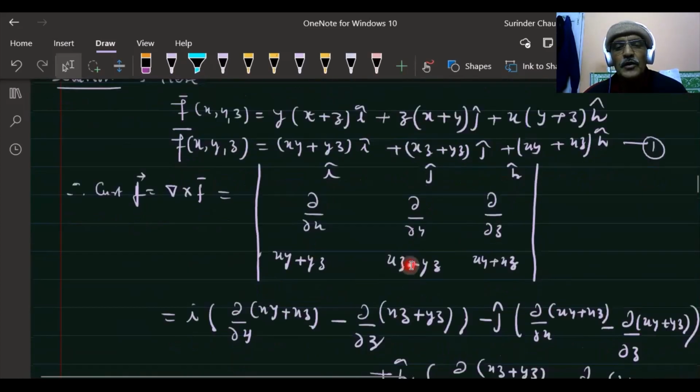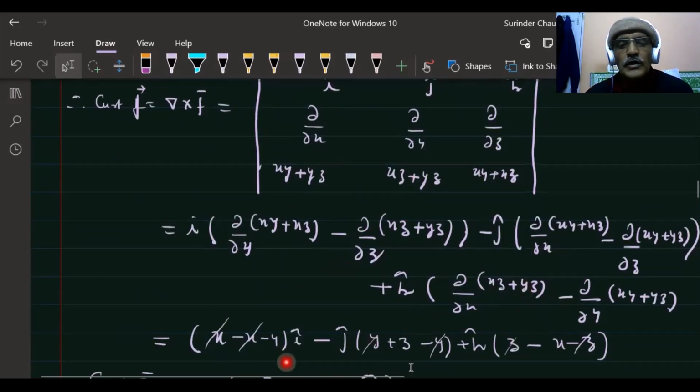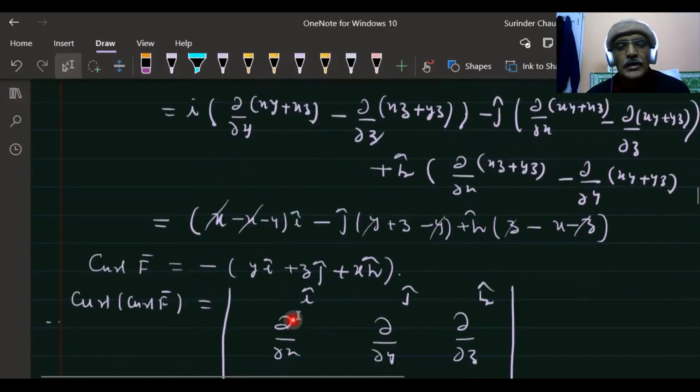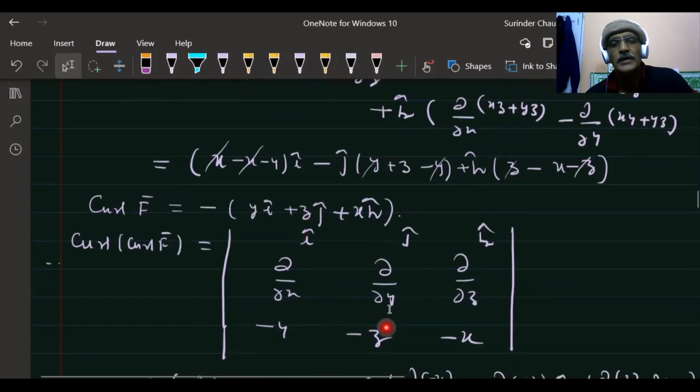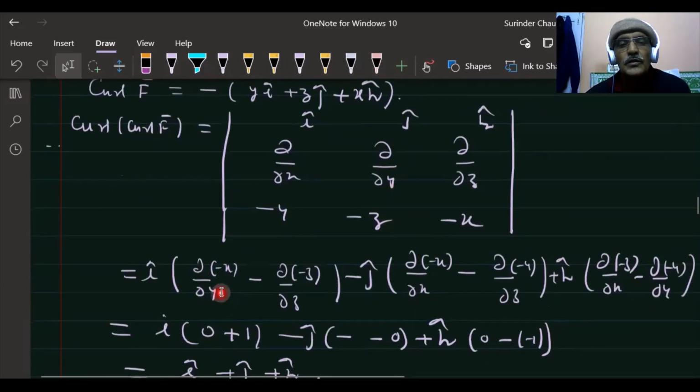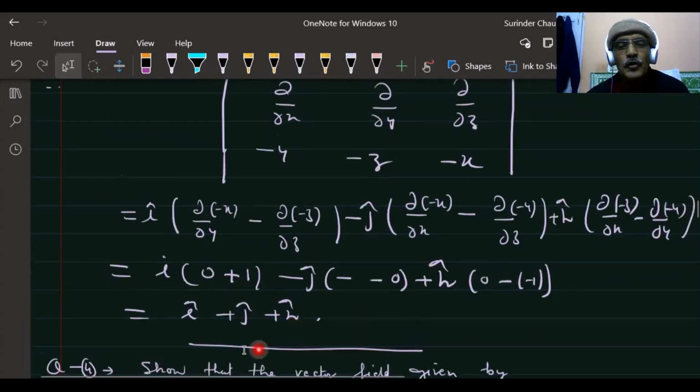Now open this determinant and partially differentiate them, cancel out the common factor, and we get the curl vector. Now again, this is a vector, so writing it again in component form: minus y i minus z j minus x k. Again, the curl of this vector is equal to the determinant with i, j, k; ∂/∂x, ∂/∂y, ∂/∂z; and the components minus y, minus z. Now again populate the determinant by applying the properties of determinants, partially differentiate each term, and then simplify it. We got this result.